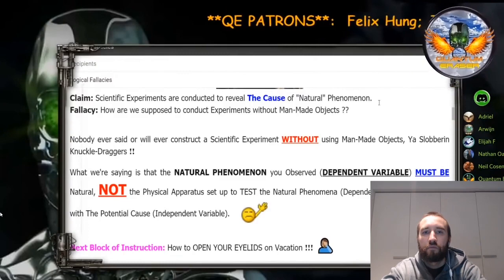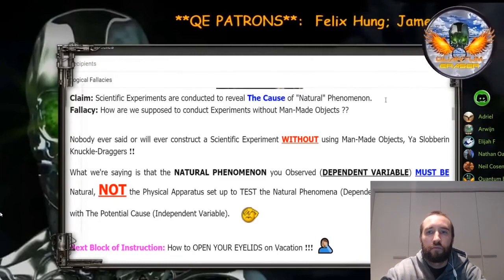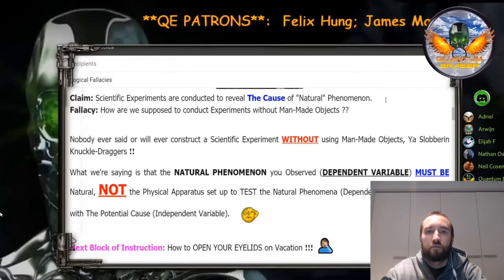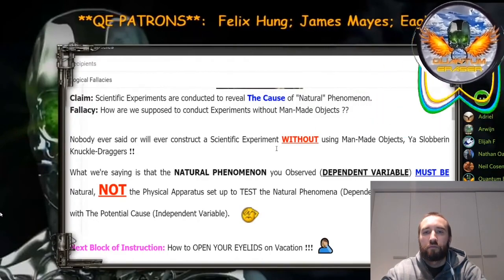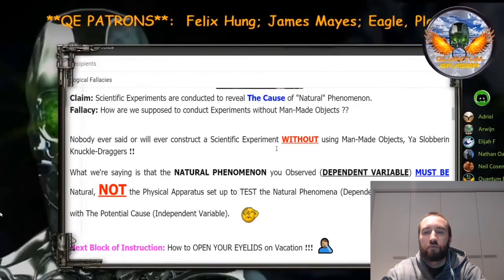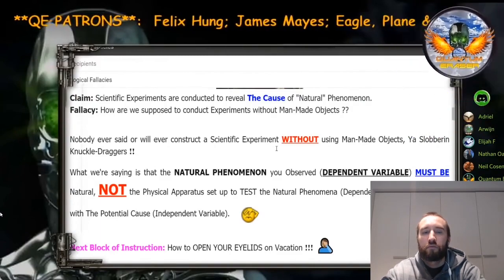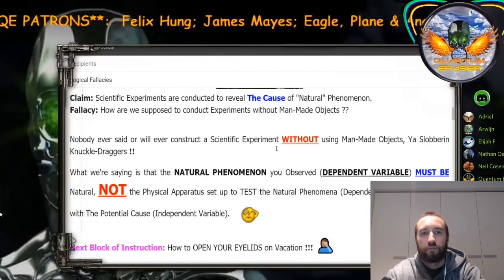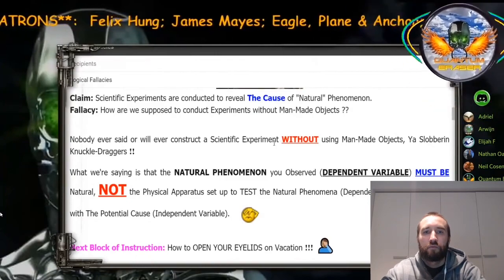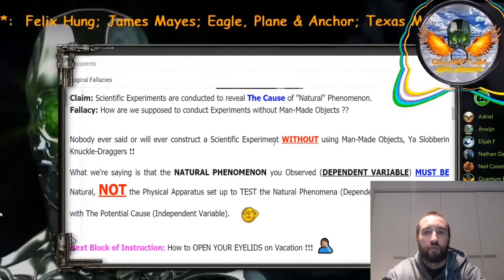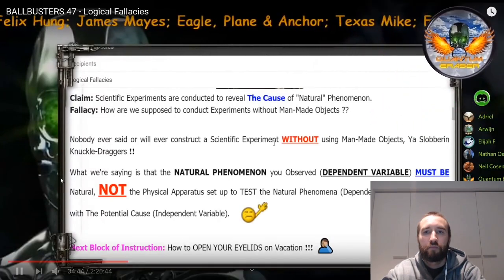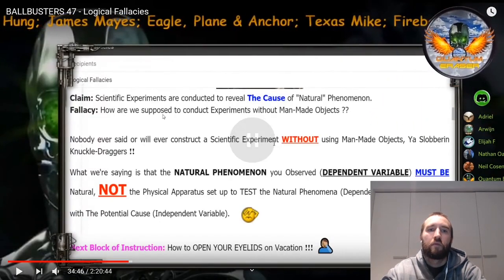You didn't. This is a straw man, because they're not paying attention to the actual argument. Nobody ever said or will ever construct a scientific experiment without using man-made objects. You slobbering knuckle draggers. What we're saying is that the natural phenomena you observe, that is the dependent variable, must be natural. That's what we're saying.